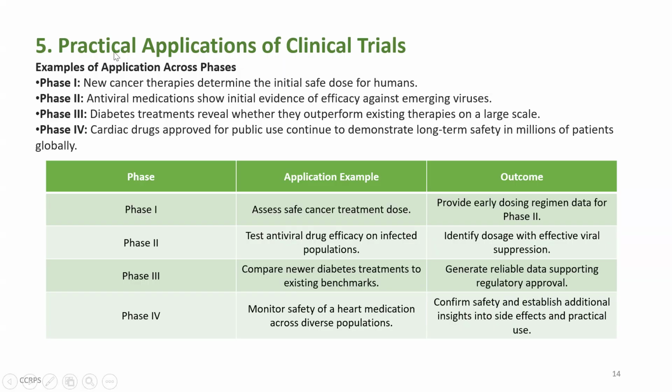Practical applications of clinical trials, examples of application across phases. Phase 1, new cancer therapies determine the initial safe dose for humans. Phase 2, antiviral medications show initial evidence of efficacy against emerging viruses. Phase 3, diabetes treatments reveal whether they outperform existing therapies on a large scale. Phase 4, cardiac drugs approved for public use continue to demonstrate long-term safety in millions of patients globally. And here is a table for the four phases here, and for each one: application, example, outcome.